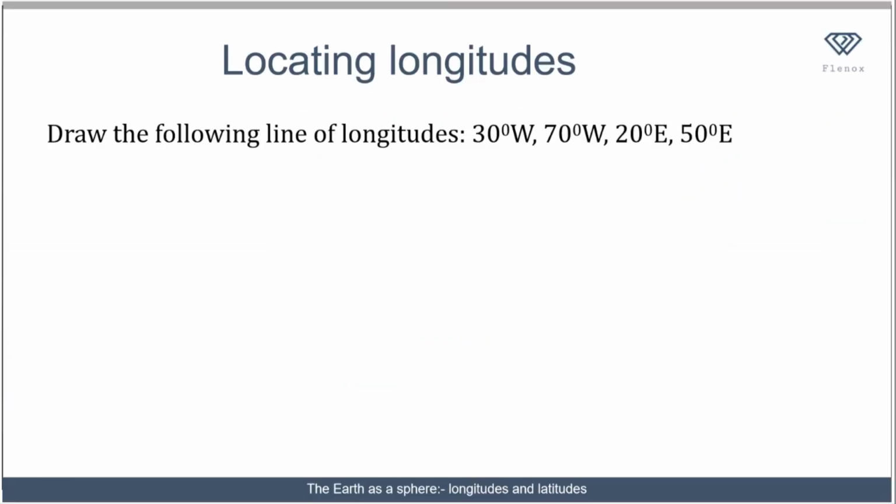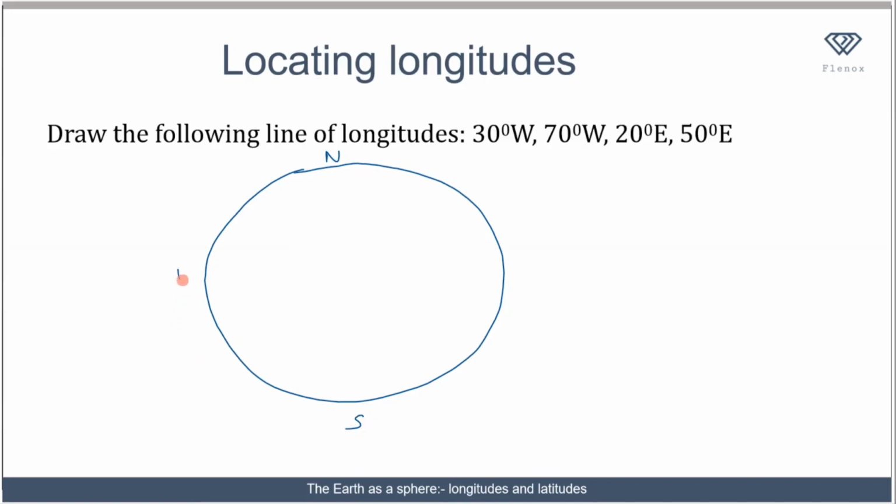So now let's look at how to locate longitudes. Draw the following lines of longitude. The first thing we want to do is sketch out our globe. When we do that, we have the north here, then we have the south here, then you have west, and you have your east over here. Then draw your vertical line that runs from north to south, and another from west to east. The first point we want to locate is 30 degrees west. As I mentioned, the lines of longitude run from the north to the south. But now that I'm moving towards 30 degrees west, I'm moving towards this direction. So that will be somewhere around here. So this line represents 30 degrees west.